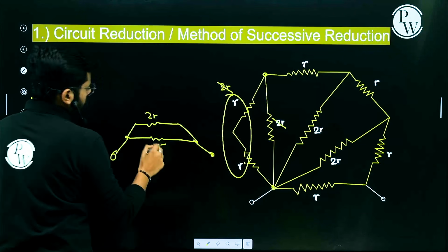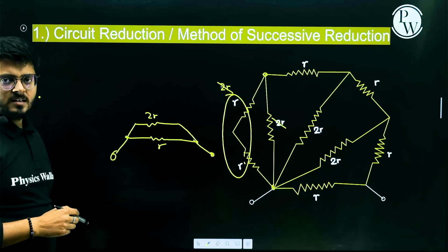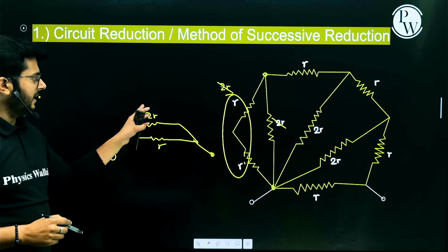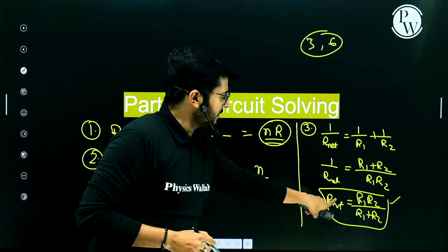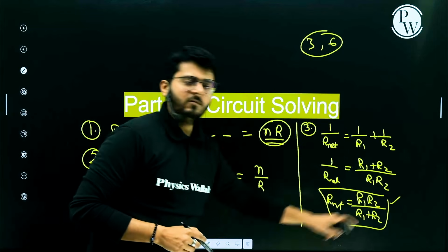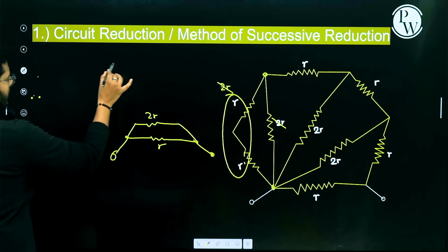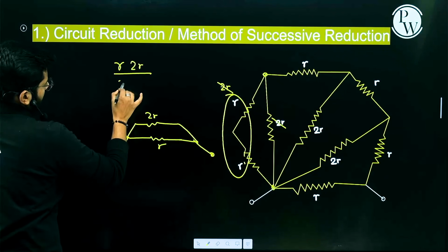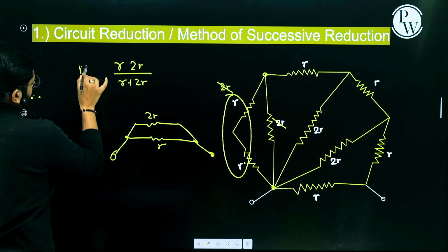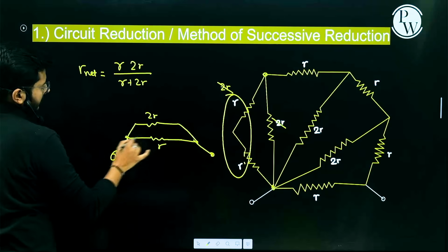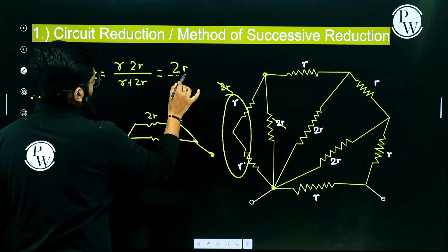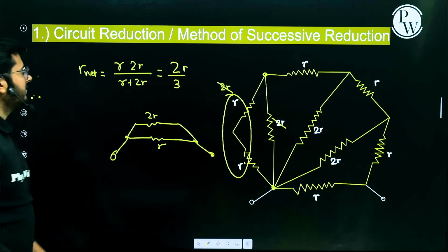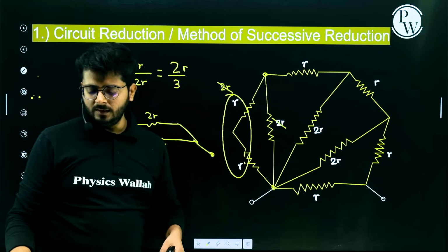Right? Now 2R and R, these two resistances are in parallel. They are not the same. If R1 and R2, two resistances, are not the same, the net resistance will be R1 R2 upon R1 plus R2, right? So R1 R2 upon R1 plus R2 will be the net resistance between these 2 points. So it will be 2R by 3, yes or no? 2 by 3 R, this is going to be the net value.